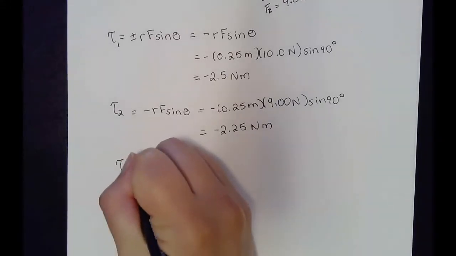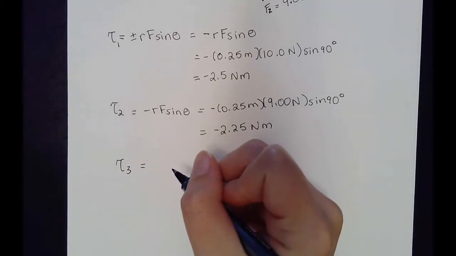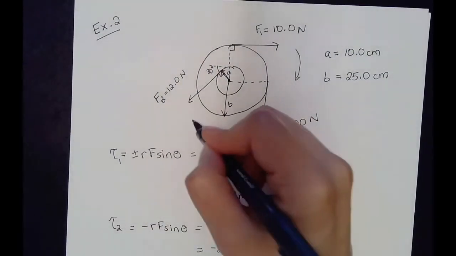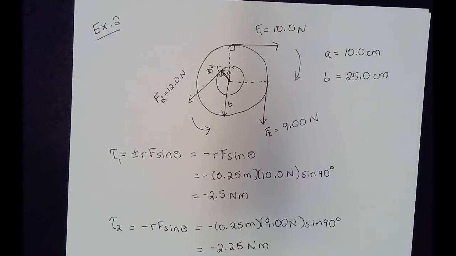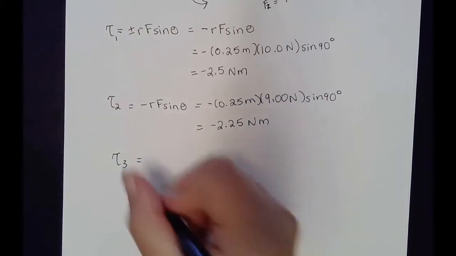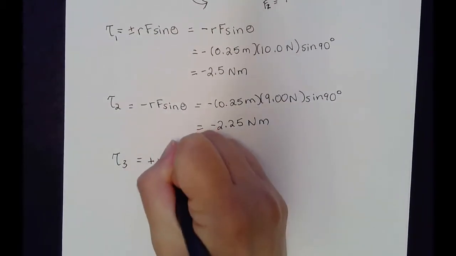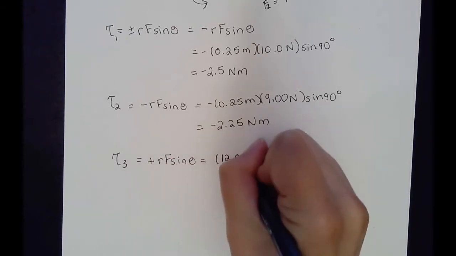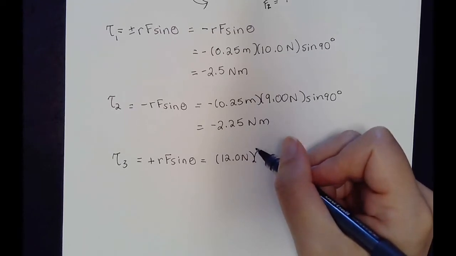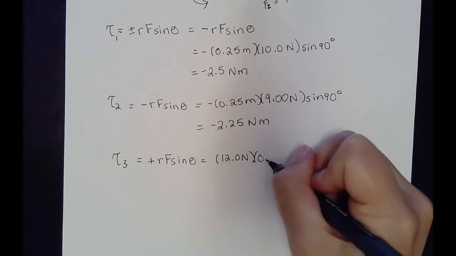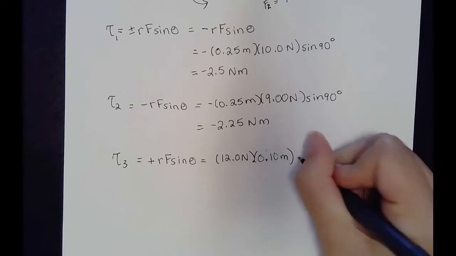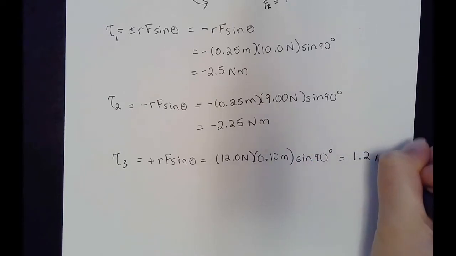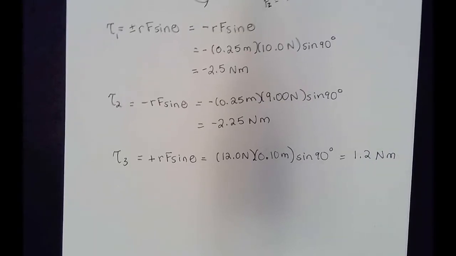Okay, torque 3 is going to be in the opposite direction to F1 and F2. It will rotate the wheel in the counterclockwise direction, so that will be a positive torque. We'll have positive RF sine theta, which is 12 newtons, times inner radius A, which is 0.10 meters, sine 90, giving 1.2 Newton meters for the torque by F3.